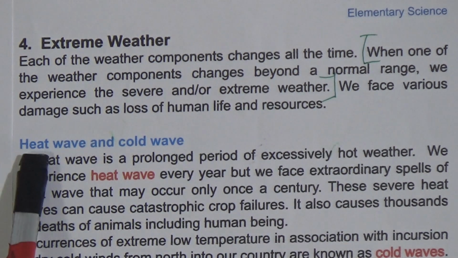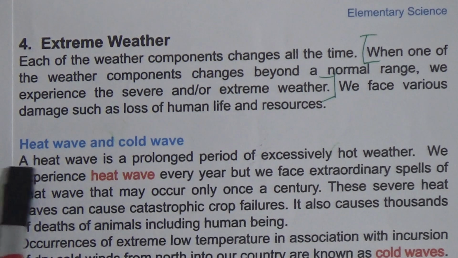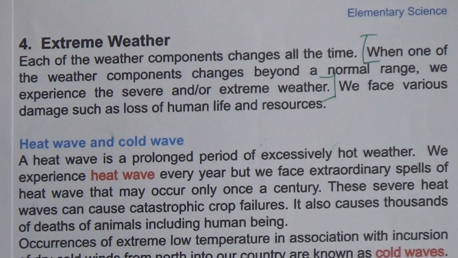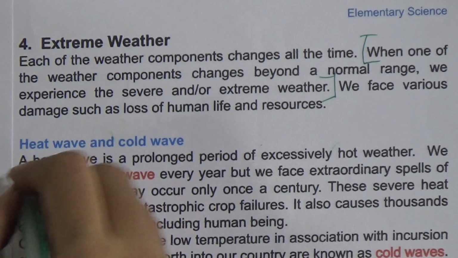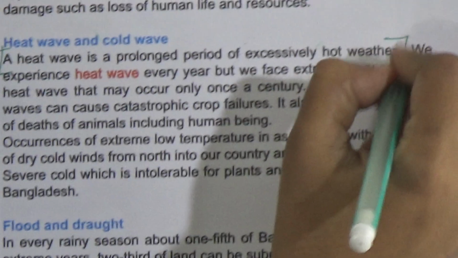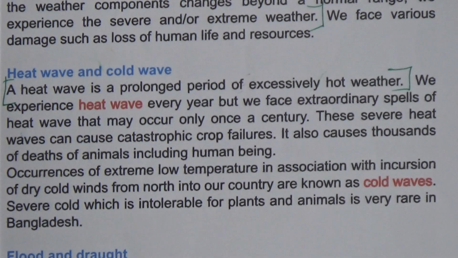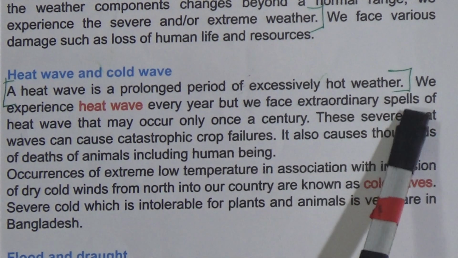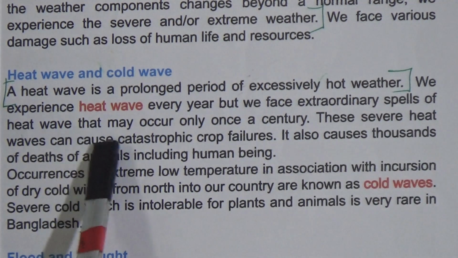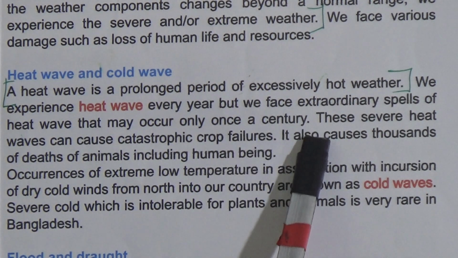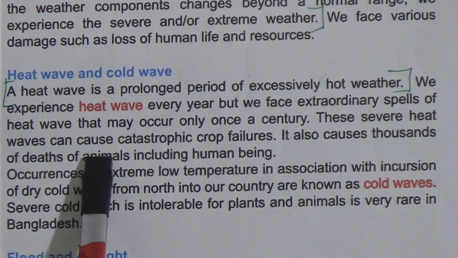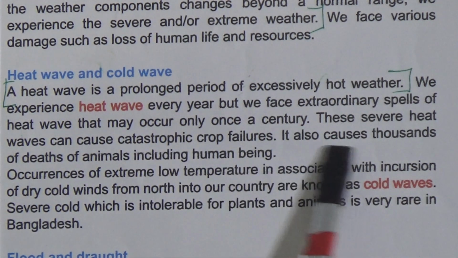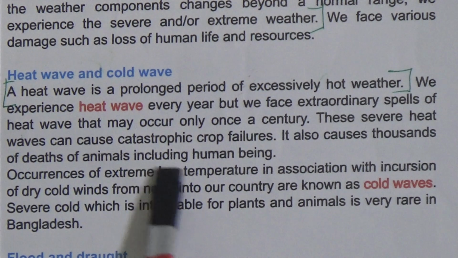Now come to the next one, that is heat wave and cold wave. A heat wave is a prolonged period of excessively hot weather, and this is the definition of heat wave. We experience heat waves every year, but we face extraordinary spells of heat wave that may occur only once in a century. These severe heat waves can cause catastrophic crop failure, and they also cause thousands of deaths of animals including human beings.